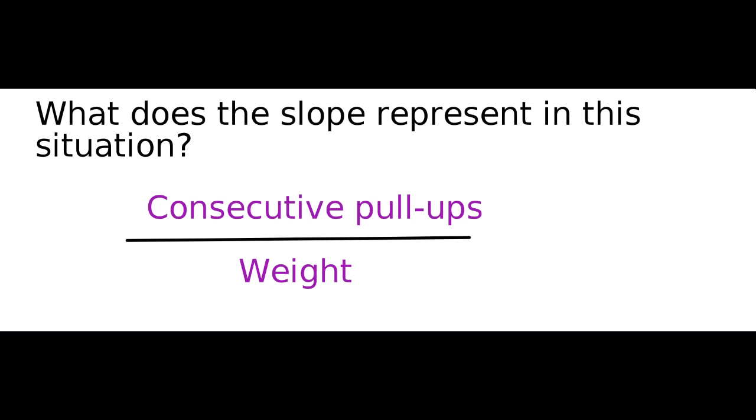So for our last question, we have, what does the slope represent in this situation? So the slope in this situation is, as your weight goes up, the number of consecutive pull-ups decreases. So the more you weigh, the fewer pull-ups you can do in a row. So our slope is equal to consecutive pull-ups over weight.